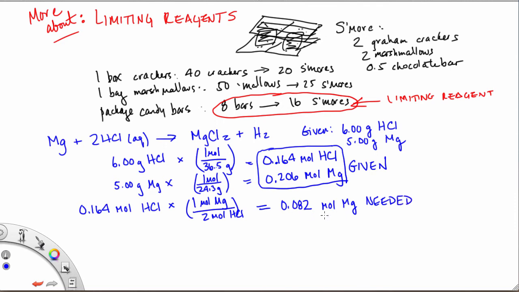Now what I'm going to do is compare my needed quantity to my given quantity of magnesium. So I have 0.082 moles of magnesium. This is what I need. What do I actually have? I have 0.206 moles of magnesium. So I have more magnesium than I actually need. So that means, so when I compare these, okay, we're comparing these guys, my given with my needed. I have more magnesium than I need.